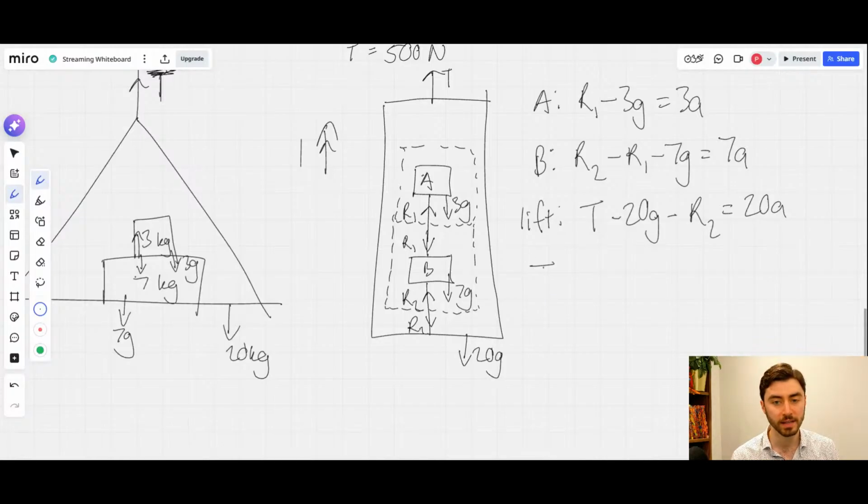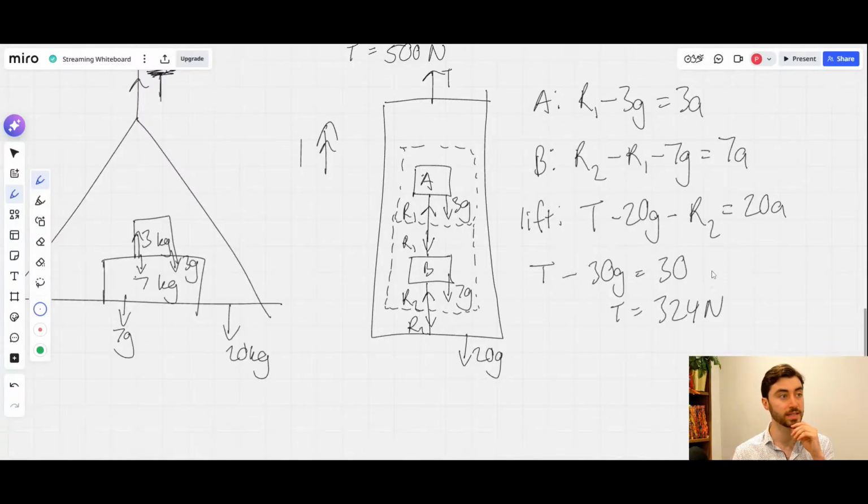So I've got my tension acting up. The R1s cancel, the R2s cancel. So that's T minus 30G would equal 30 times A, which is 1. And so the tension would be equal to 30 plus 30 times 9.8, which would be equal to 324 newtons.